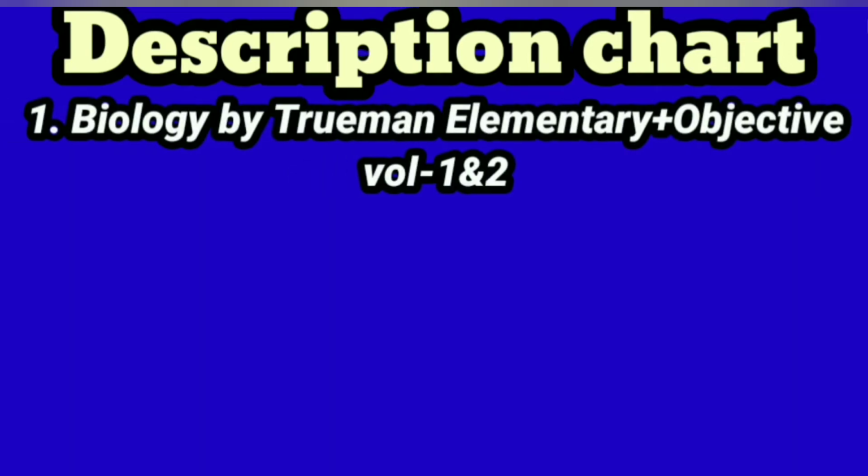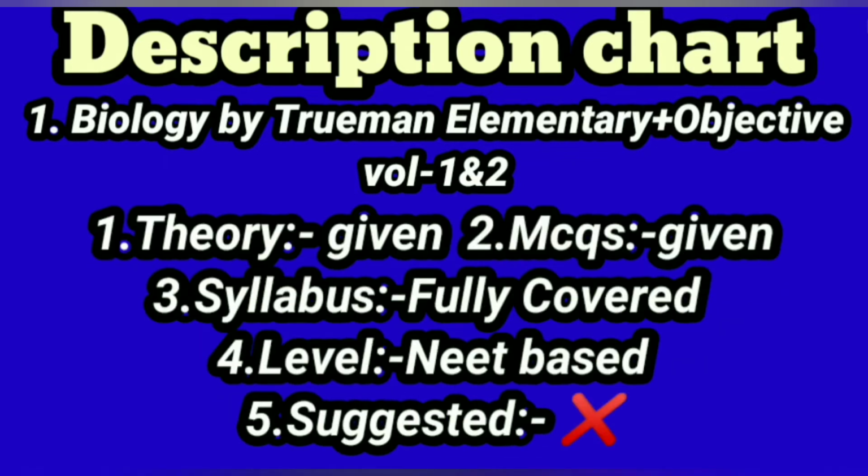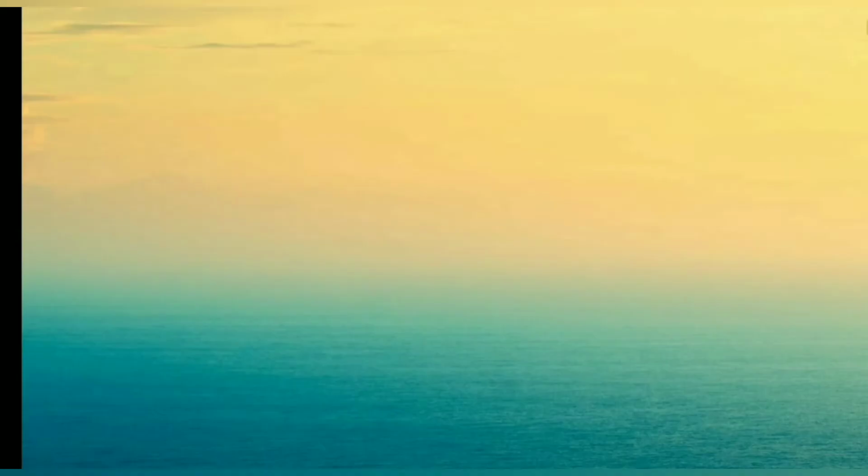Now the last extra book is Biology by Truman Elementary plus Objective Volume 1 and 2. Theory is given, MCQs are also given, syllabus is fully covered, level is NEET based, but I do not suggest this book because it's quite a high-level book and such questions are not asked, but still if you want you may solve it.